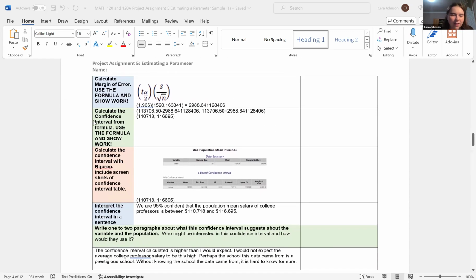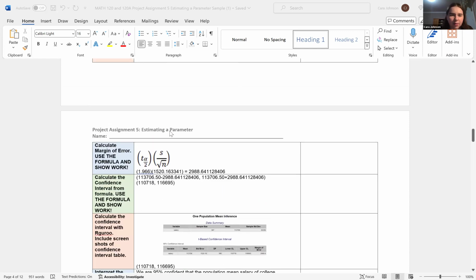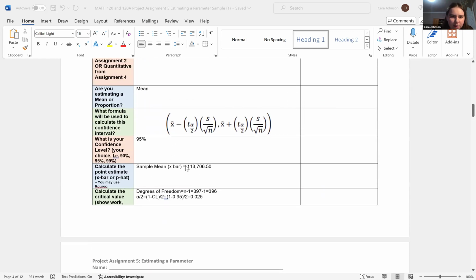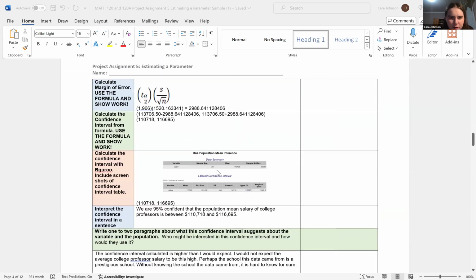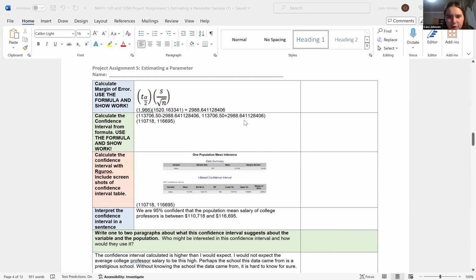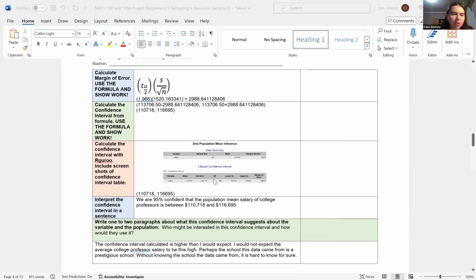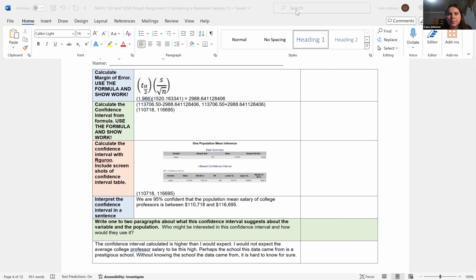And then to get the confidence interval, you're going to take the point estimate, which is the sample mean, so the 113,706.5, subtract the margin of error for the left bound, and add the margin of error to the sample mean for the right bound. And that'll get me 110,718 and 116,695. And then let's go through how to actually do the confidence interval in our guru.